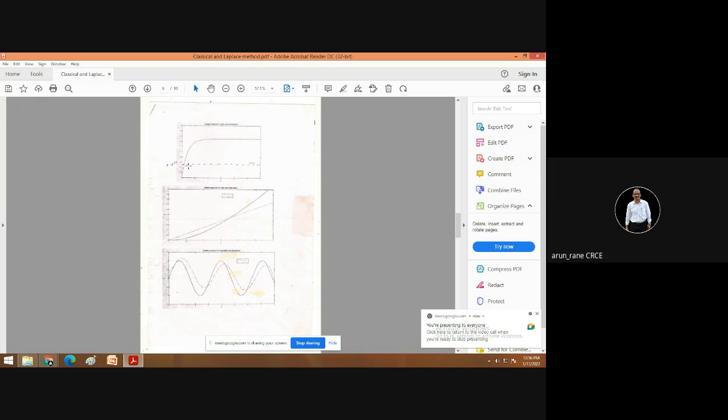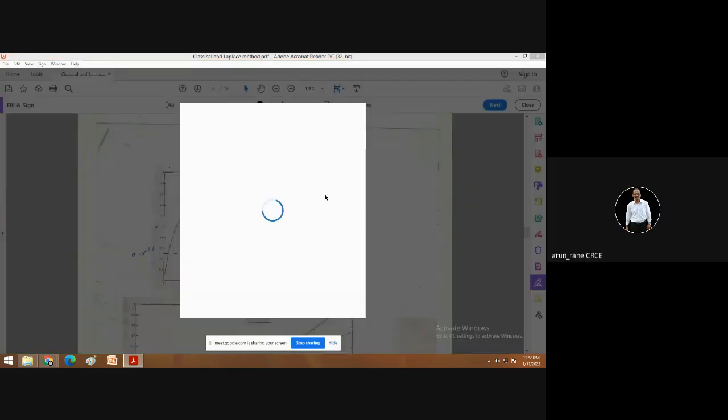See now, here you can see the screen, right? Vaidehi? Yes, sir. Here, you can see the screen.